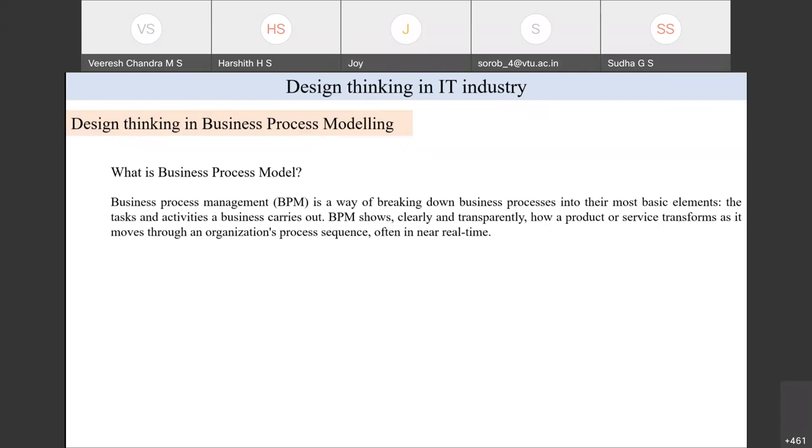What exactly are the processes involved? What exactly is there in that particular process? What are the basic elements of that process? So each and everything will be shared or shown by the business process models, or BPM, let us say.